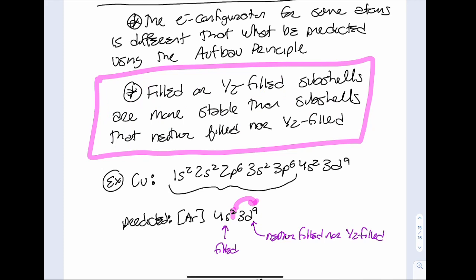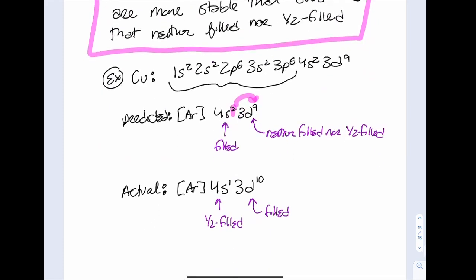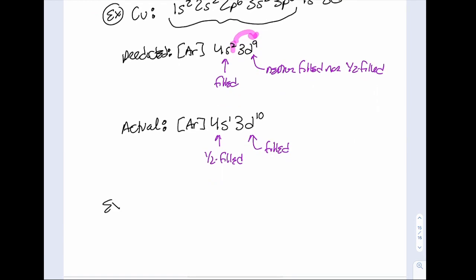Another example of something that does would be chromium. So give this one a shot yourself. Draw the predicted, and then it does have an anomalous one. So see what you can do to make it better.